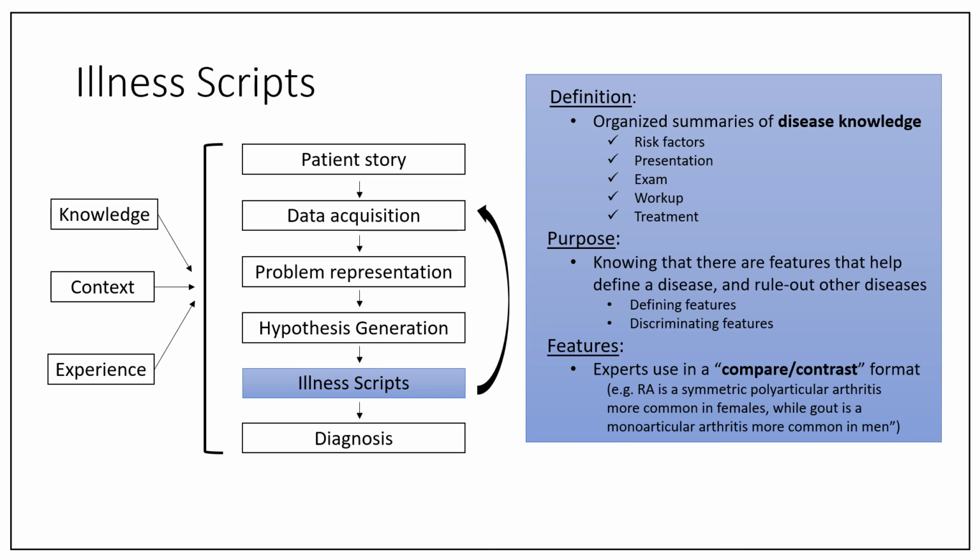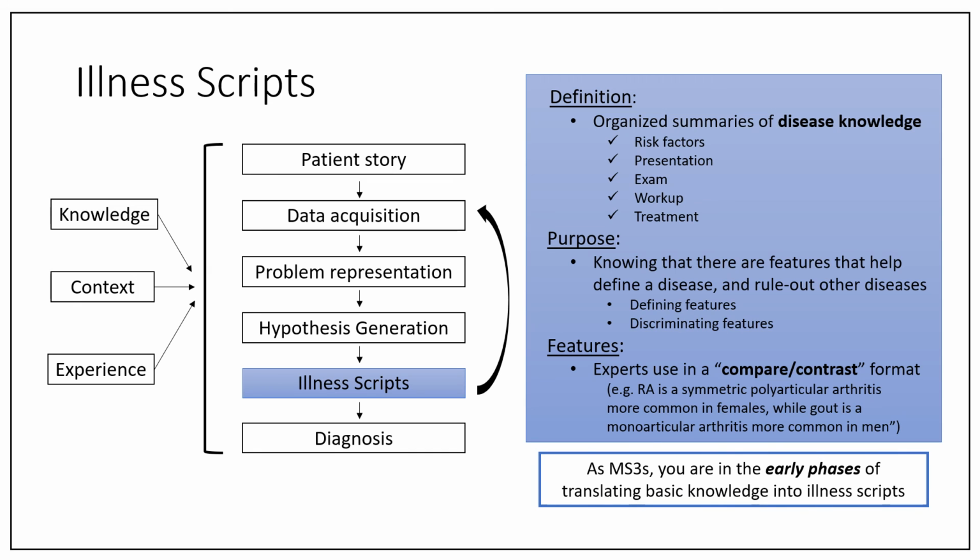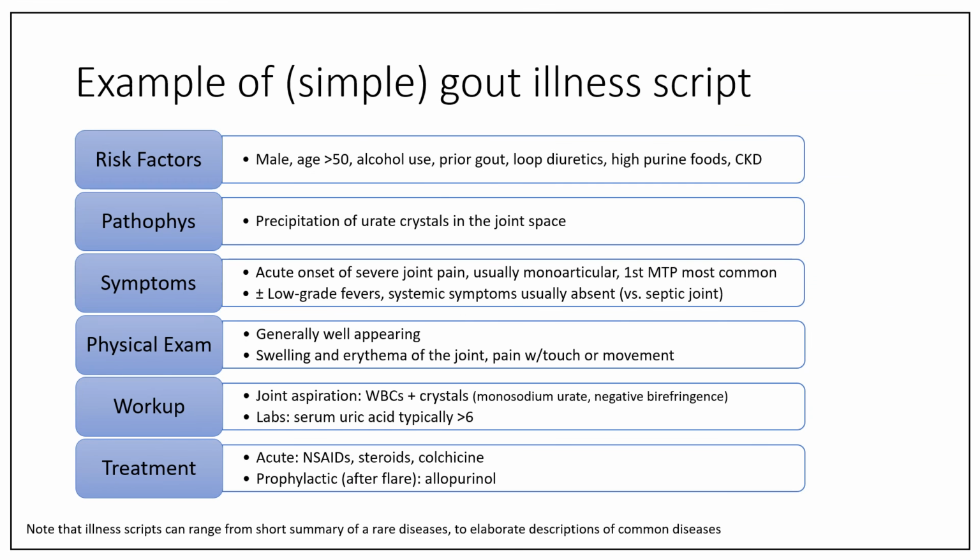When we look at how experts utilize illness scripts, we see that they do so in a compare and contrast format. A good example is rheumatoid arthritis, which is a symmetric polyarticular arthritis that's more common in females, versus gout, which is an acute monoarticular arthritis that is usually seen in men. As medical students, we are in the very early phases of translating basic knowledge into illness scripts. On this slide, I have an example of a very simple illness script for gout.